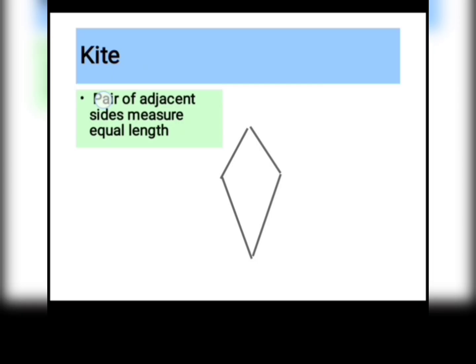Kite. For a kite, pairs of adjacent sides must measure equal length. Adjacent sides means sides side by side to each other. These two sides measure equal length. These two sides measure equal length.